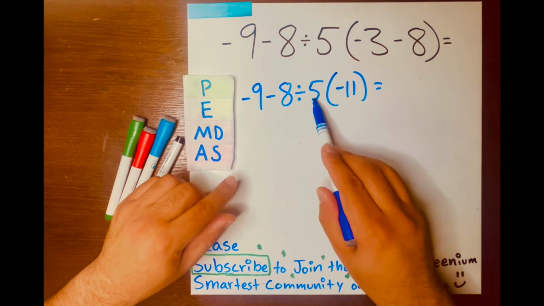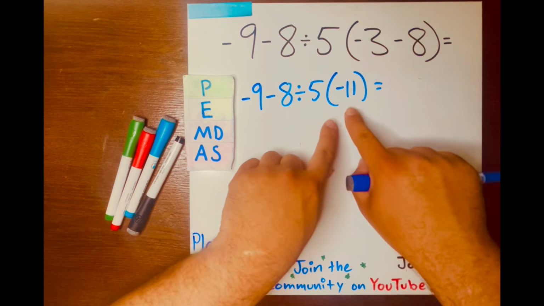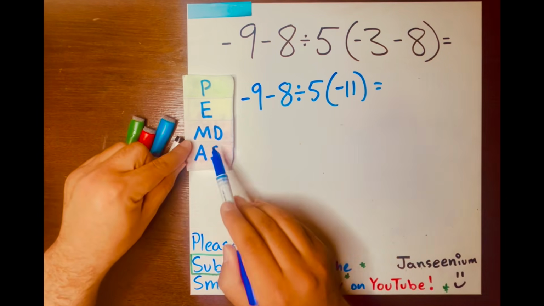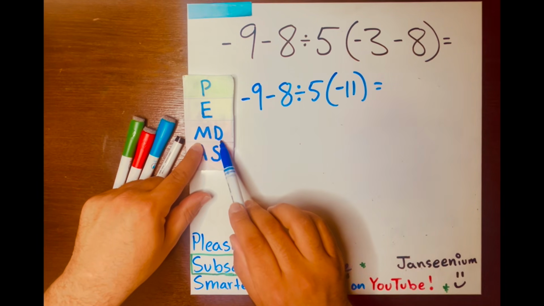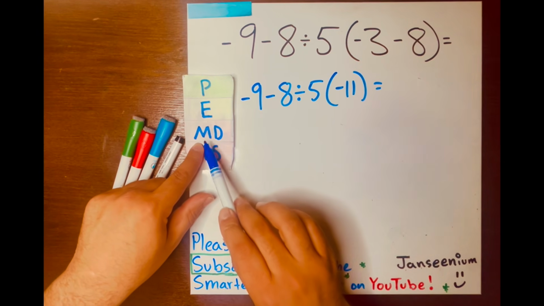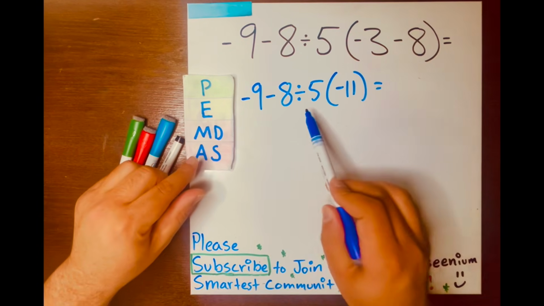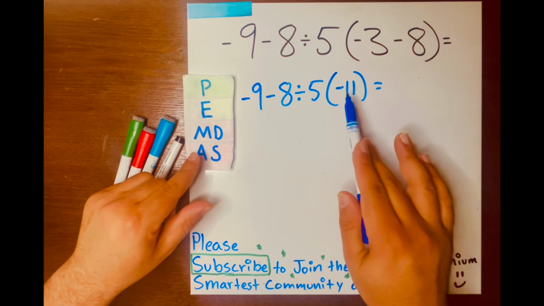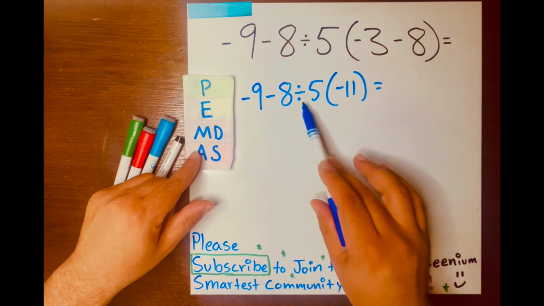And no, you don't start with 5 times -11. Yes, division and multiplication are both within their own level, MD, but you don't start with M first and then D second. You don't go with that strictness. No, you solve it from left to right, and what's on the left? 8 divided by 5. What's on the right? 5 times -11. So you start with 8 divided by 5.